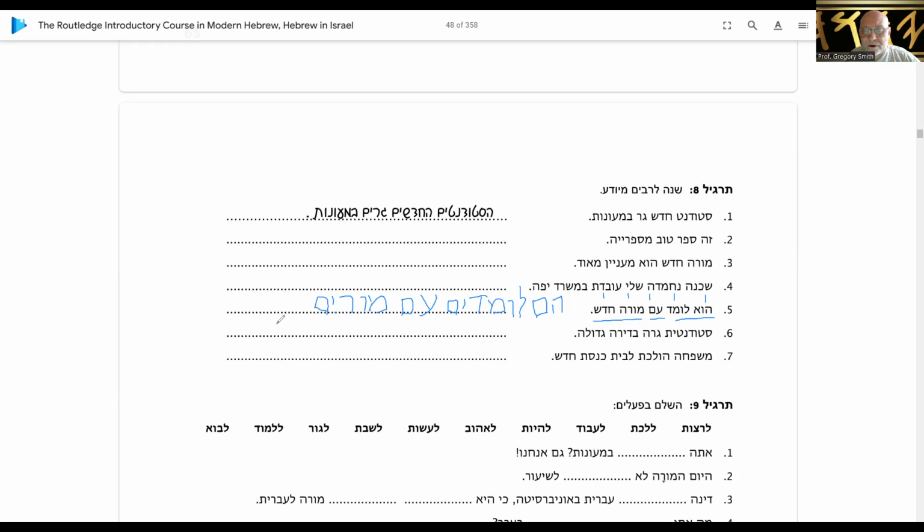They are studying with, I wonder if it's going to be Hamorim Hadoshim. I think it's just going to be one teacher. Okay, so let's see if they've got this. Hem lomdim im morim hadoshim. So they are studying with the new teachers. With the new teachers.